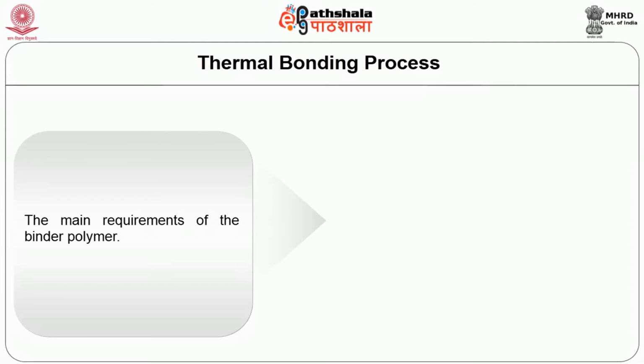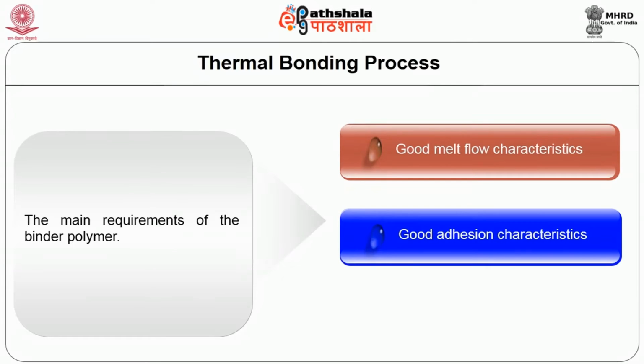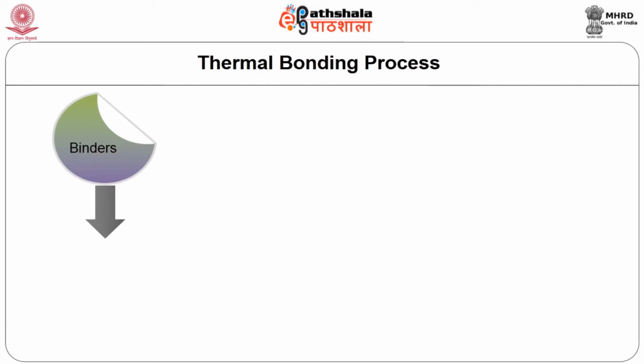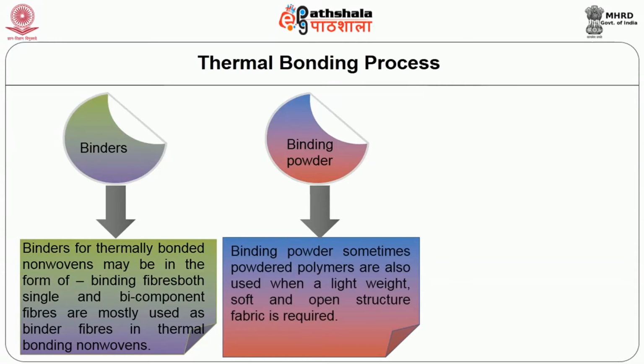The main requirements of the binder polymer are good melt flow characteristics, good adhesion characteristics, and a low melting point with respect to the carrier fiber. Binders for thermally bonded nonwovens may be in the form of binding fibers. Both single and bicomponent fibers are most commonly used as binder fibers in thermal bonding nonwovens. Binding powders, sometimes powdered polymers, are also used when a lightweight, soft and open structure fabric is required.